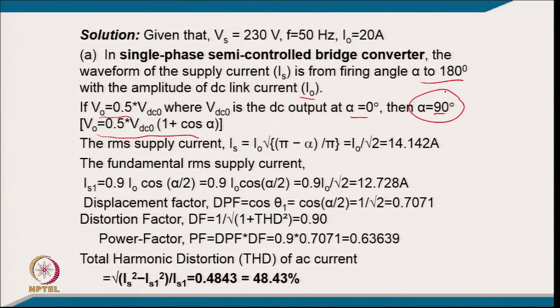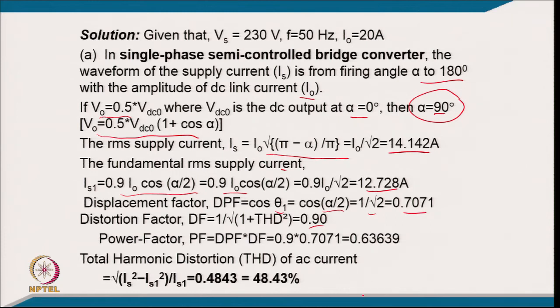So, RMS current we can now find from this relation. Putting in the values, the RMS current comes to 14.142 ampere, and the fundamental RMS current, from this relation, if you put in all the values, because in the semi converter the fundamental is displaced by alpha by 2, comes to 12.728 ampere. Displacement factor cos theta 1 is cos alpha by 2 in a semi converter with constant DC current. So, it comes to 1 by root 2, that is 0.7071, and the distortion factor, that is 1 upon root of 1 plus THD square, comes to 0.9 typically.